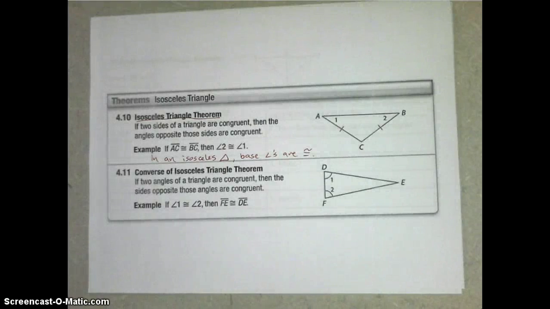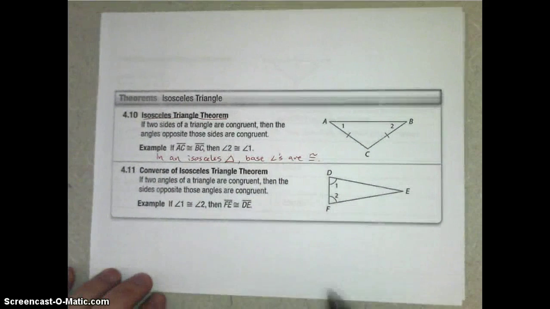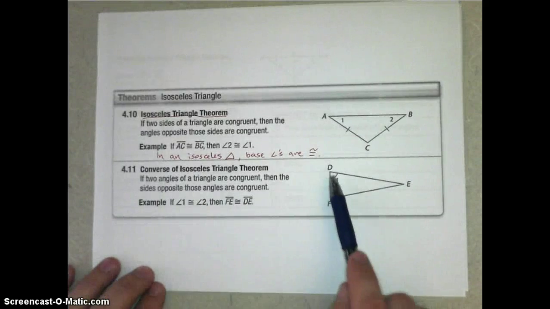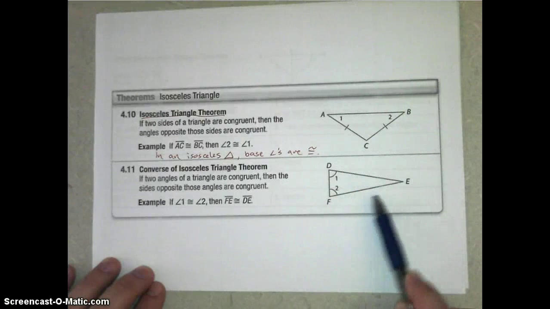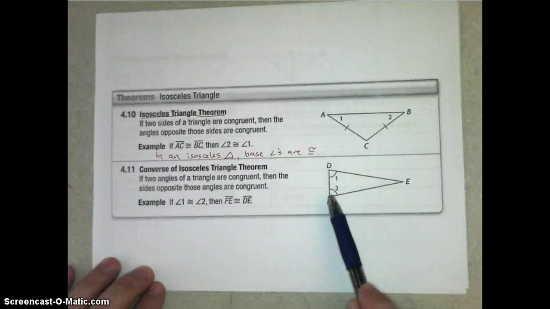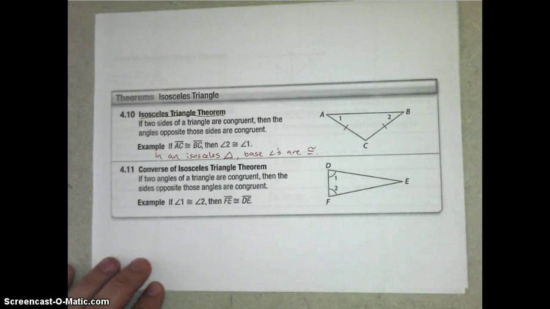Then we have the converse of that, which is also true. Remember, converse switches the hypothesis and conclusion. So if two angles of a triangle are congruent, then the sides opposite those angles are also congruent. So if we have a triangle where two angles could be called congruent base angles, then we know it's isosceles because the opposite sides are congruent.